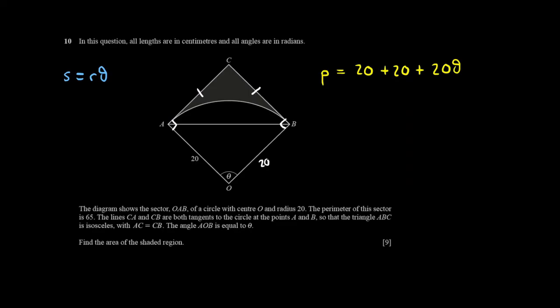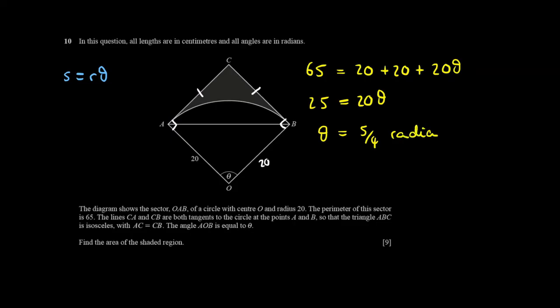Now we know that that perimeter is equal to 65. So we can say, all right, 65 is equal to 20 plus 20 plus 20 theta. Well, if we subtract 40, we're going to get 25 is equal to 20 theta. And if that's the case, then theta is equal to 25 upon 20. We can divide that by 5, we get 5 upon 4. So this is 5 upon 4 radians.